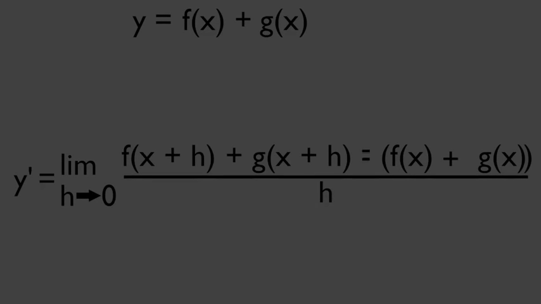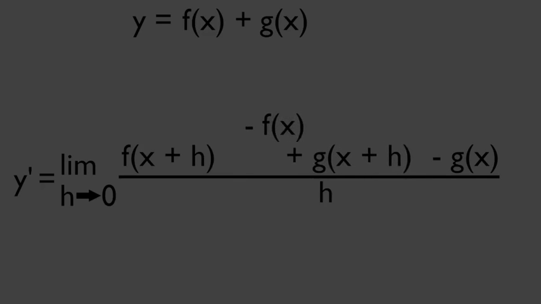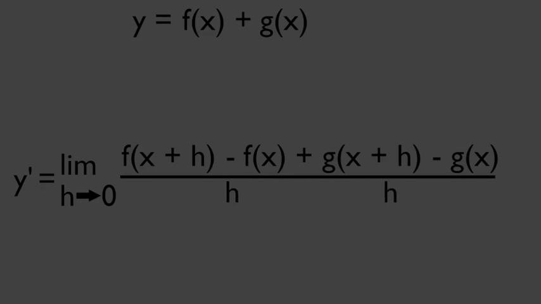Now distributing the negative 1 through the second part of the equation leaves us with just negative f of x minus g of x. Rearranging the equation by moving the negative f of x in front of the g of x plus h. Now we can split this fraction into two separate fractions, giving us the limit of f of x plus h minus f of x divided by h plus g of x plus h minus g of x divided by h.